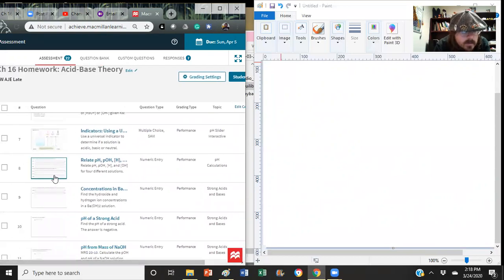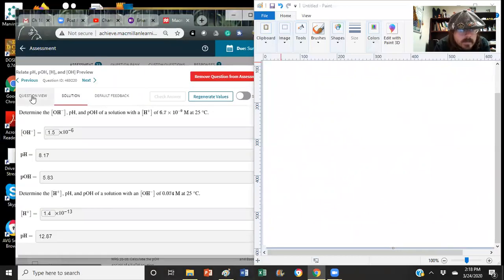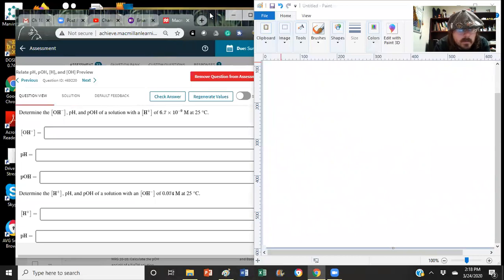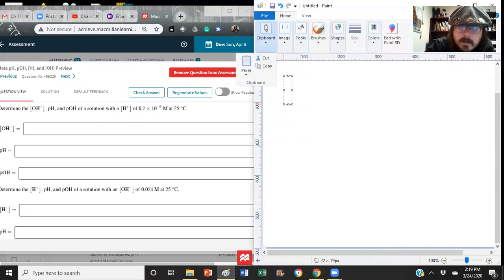Next one, number 8. Number 8 asks us to find the OH minus, the pH, and the pOH of the following solutions, or find the H plus, pH, and pOH of this base. So we have a few relationships. They're all related.